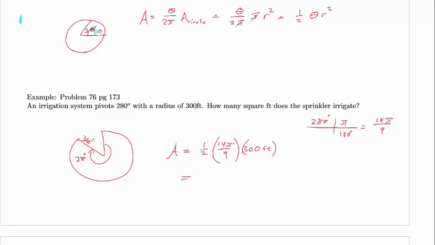Run through the calculation and we get 219 thousand square feet. And you know, there are more digits in here, but we're going to go ahead and just round it to 3 for this calculation. All right. So that is that one.